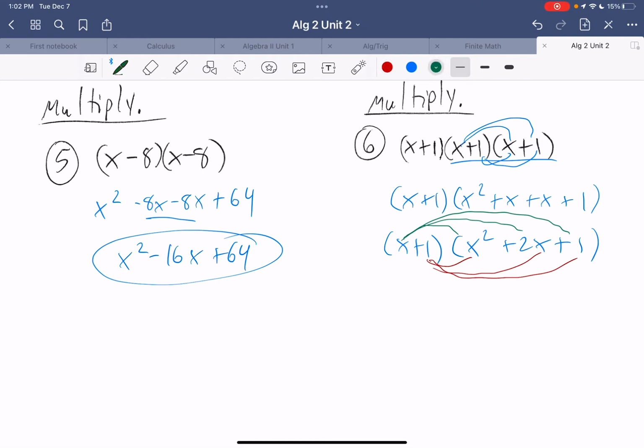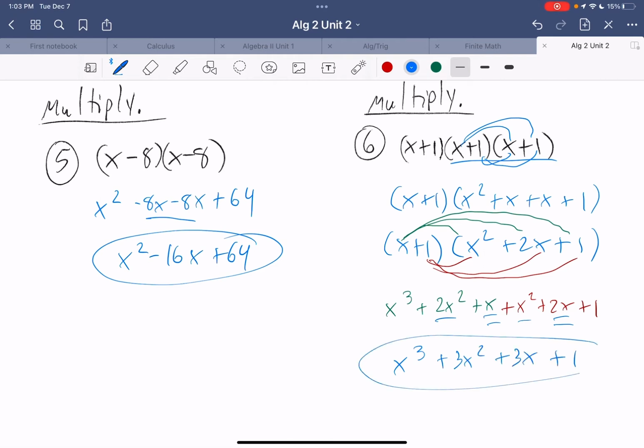Back to the green. So it's going to be x cubed plus 2x squared plus x. Multiplying by 1 is easy. Plus x squared plus 2x plus 1. Now, the middle terms go together this time. So this and this makes 3, and this also makes 3. So one's x cubed and one x squared. So we get x cubed plus 3x squared plus 3x plus 1. Ta-da!